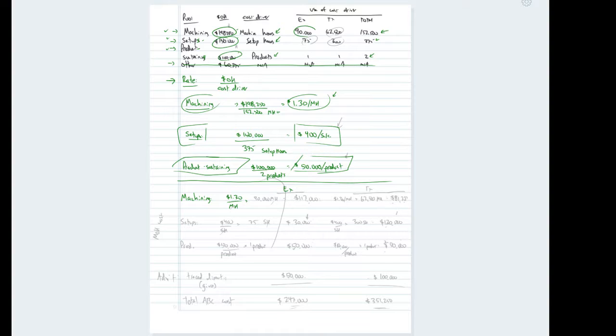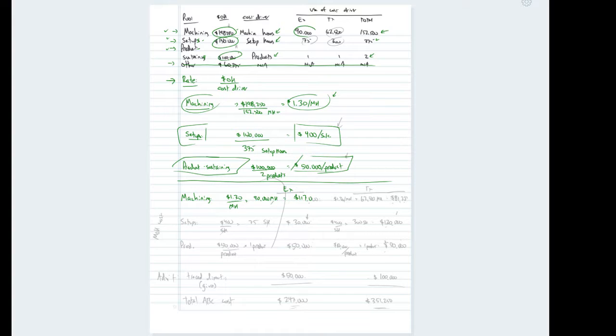90,000 machine hours, so $1.30 times 90,000. And that gets us $117,000 allocated to the EX.